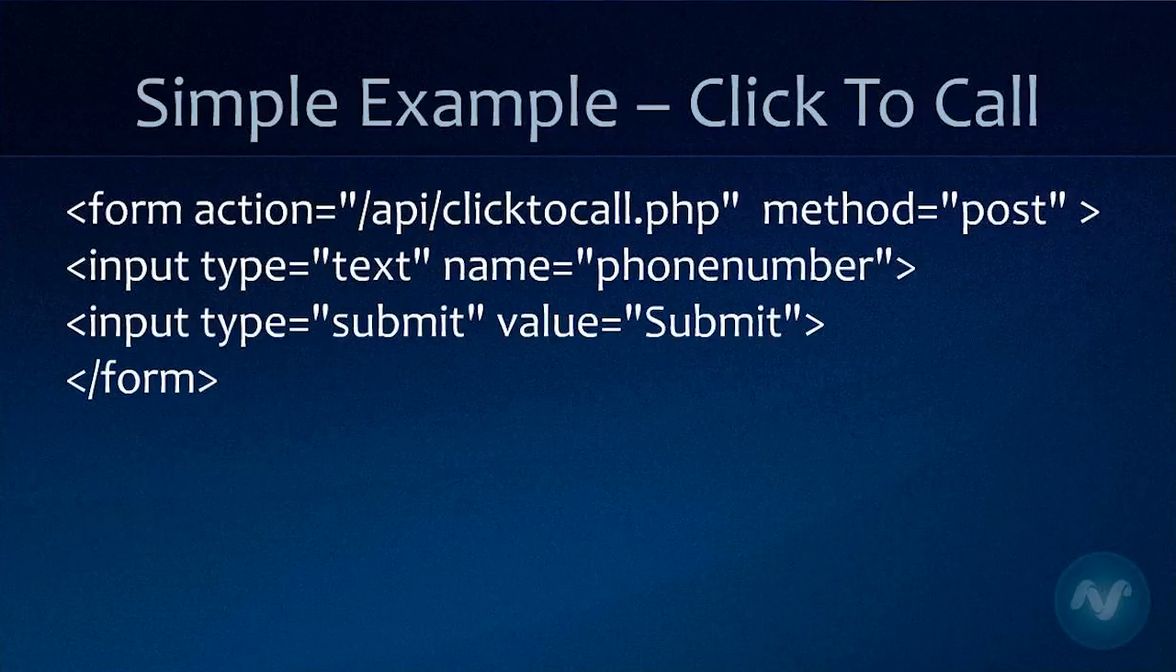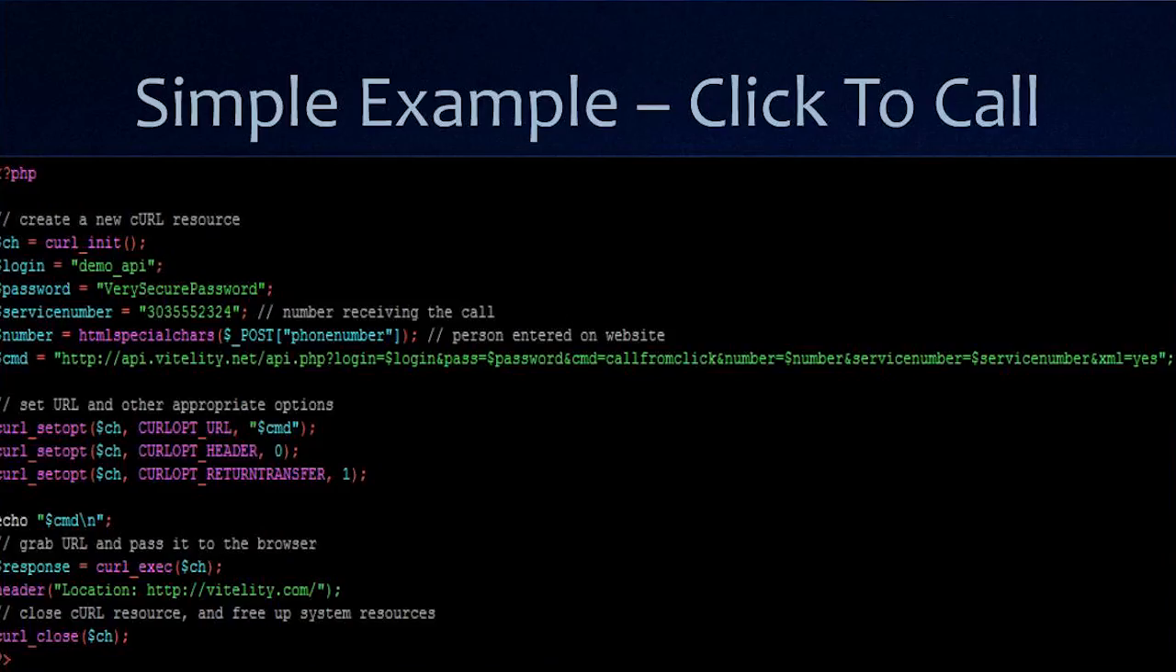This is the PHP of that PHP script that we just looked at. So it has the login and the password from the API, the number that's going to receive the phone call, and then it's going to grab that phone number from that form and then do this big long command string with all the login, the password, the command to use, the number, the service number, and to respond back with XML so we can make sure that it all worked properly. And then at the end, it's going to redirect the user. So it's actually a fairly simple command.